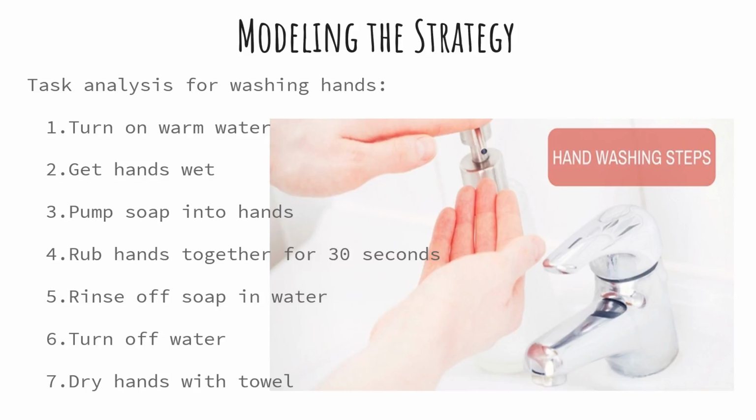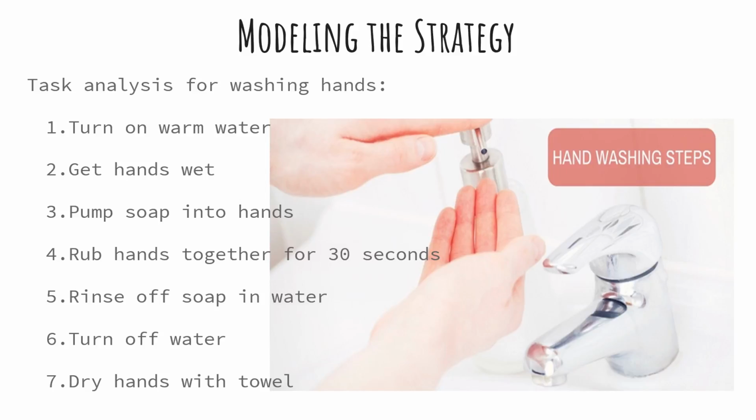Now that you've learned how to write a task analysis, let's write one together. Take about 5 seconds and think of all the steps that go into washing your hands. Now let's go over them. Did you get the same 7 steps? Turn on warm water, get hands wet, pump soap into hands, rub hands together for 30 seconds, rinse off soap and water, turn off water, and dry hands with towel.